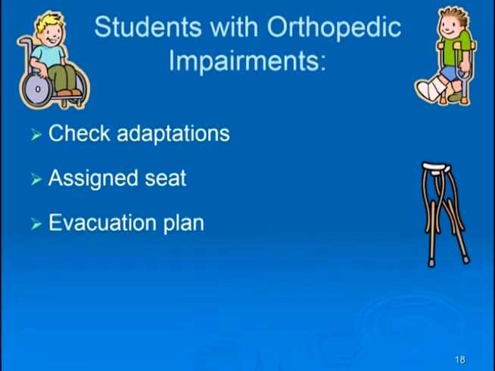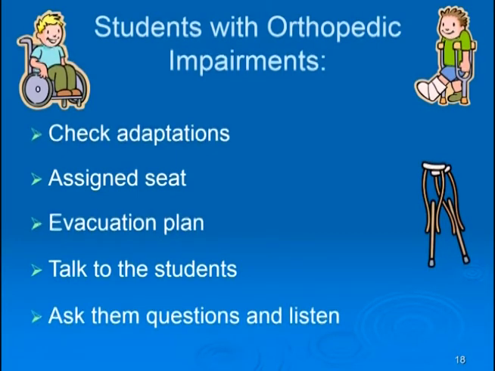Have an evacuation plan ready and talk to the students. They have an orthopedic impairment. Most of them can communicate. They just might not be able to move around very well. Ask them questions and listen. Not only will you open up a line of communication, but you just might learn something. Many students with orthopedic impairments have medical conditions that also affect their ability to speak. They have to use other methods of communication. Sometimes it may be just simple yelling or screaming and rather large, grand movements.